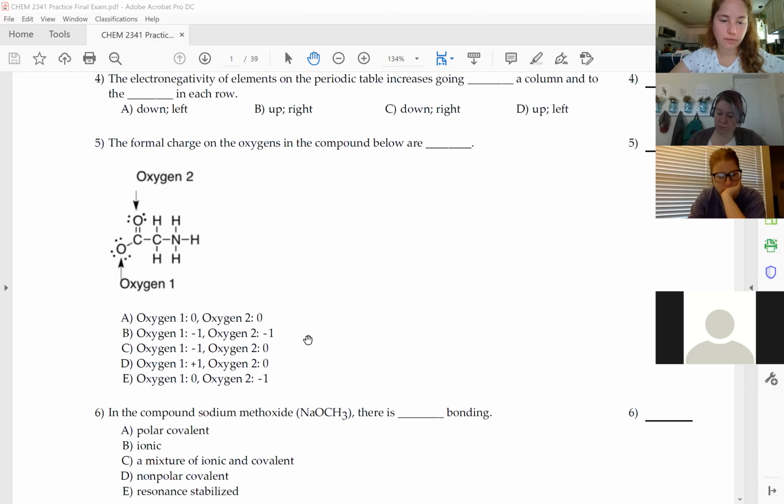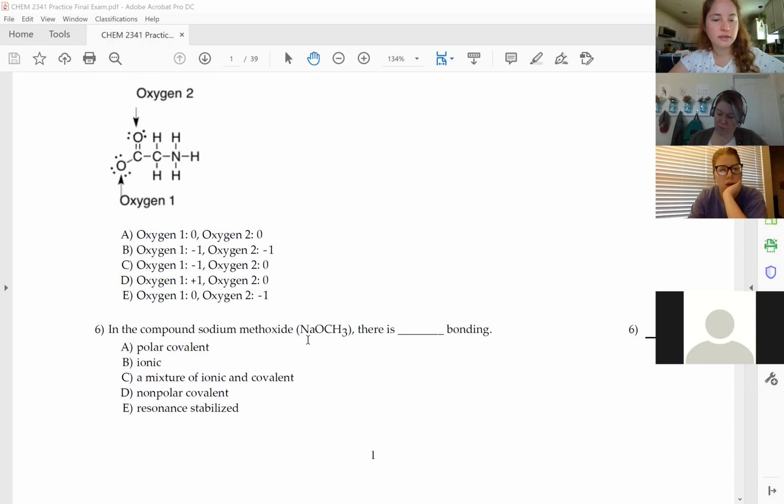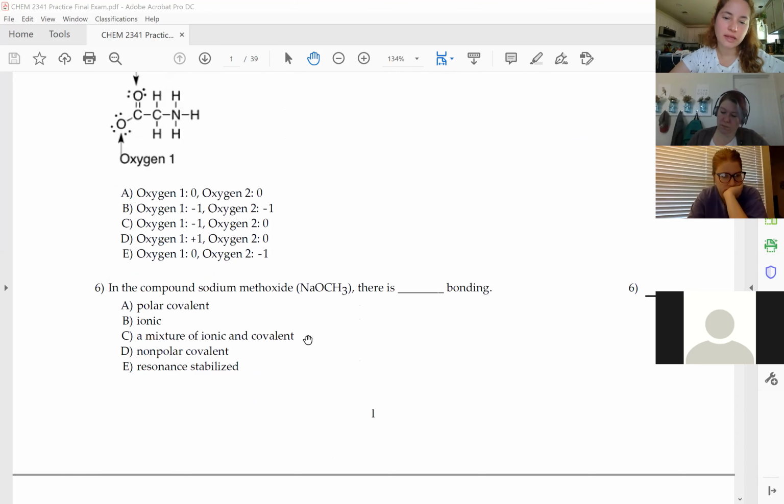Okay, the next one I wanted to look at was number 6. So in the compound sodium methoxide, there is blank bonding. I want you guys to just think about it for a second.